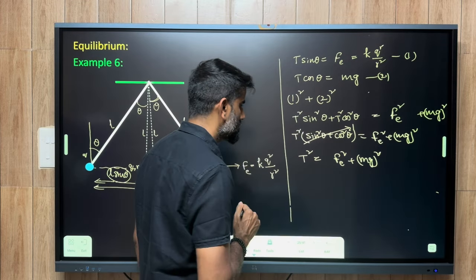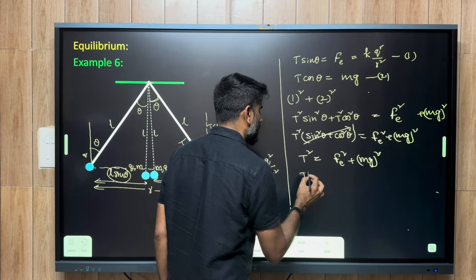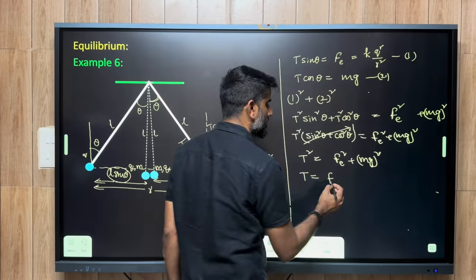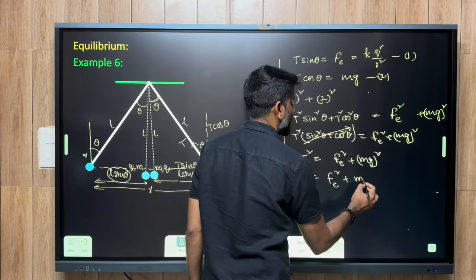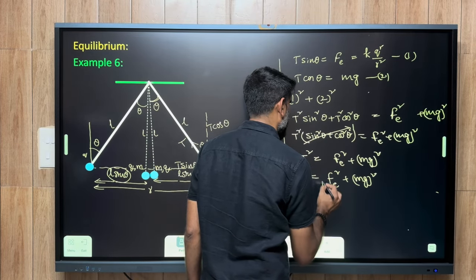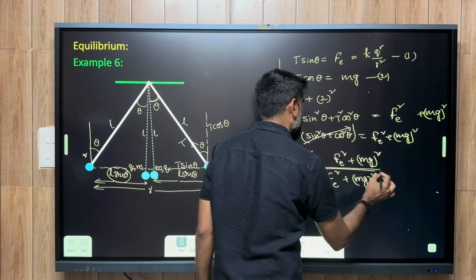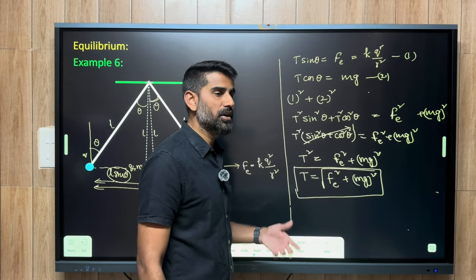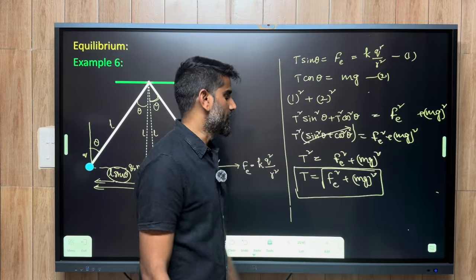As t square is equal to Fe square plus mg whole square, I am going to write the equation for t, as I want to find the tension in the strings: t is equal to the square root of Fe square plus mg whole square. This is one way of finding the tension in the strings, directly, without finding the angles and all.